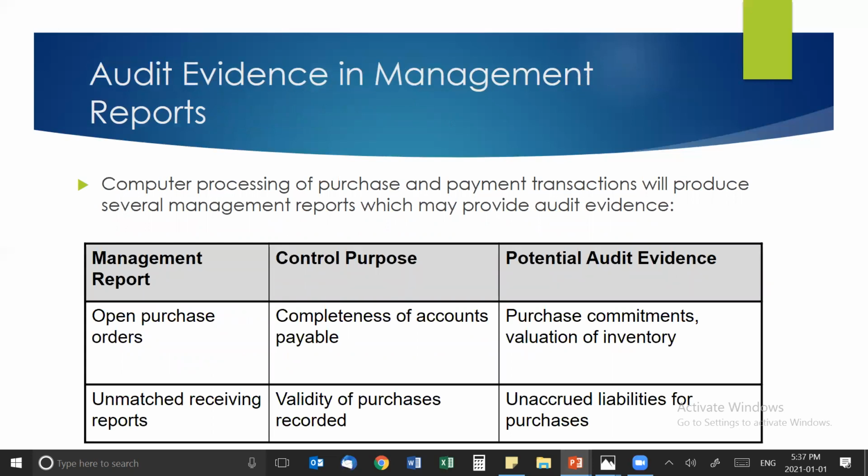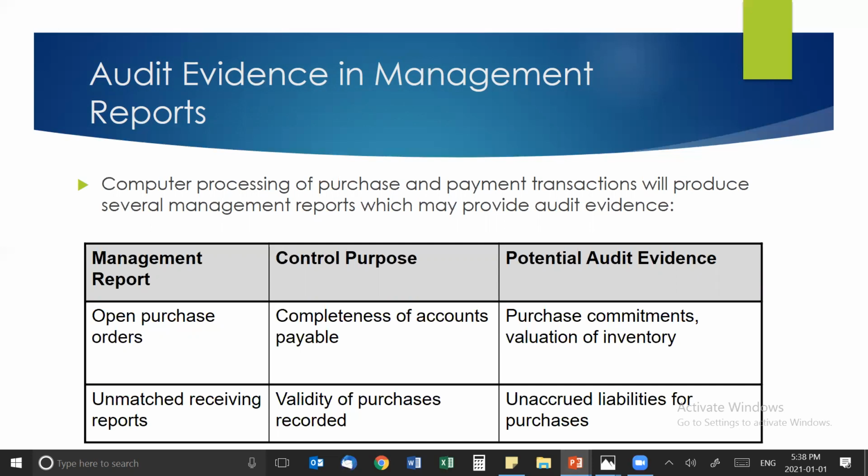Management will produce several reports, which may be helpful for the auditors to get their audit evidence. Usually from the system of processing purchase and payment transactions, management will get reports which could help auditors get evidence. So there could be an open purchase order report. This would satisfy completeness around accounts payable. So the evidence that the auditor can get is what are the purchase commitments, what's the valuation of inventory.